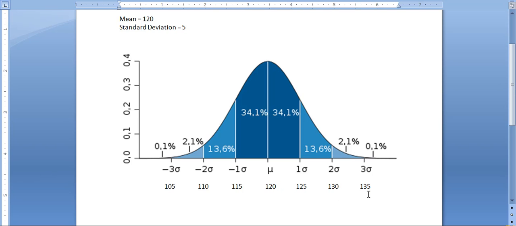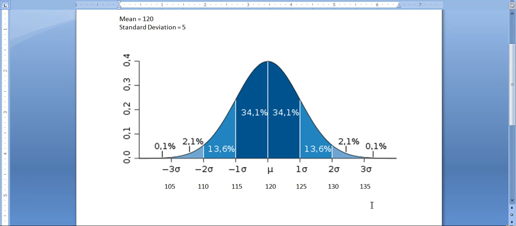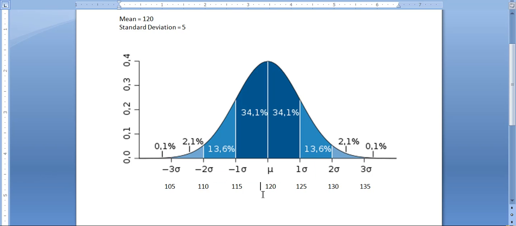And then we can take 3 of those 5s, or 15, and add it to the middle. Here we have 135. And you'll notice that the curve doesn't go much beyond that. It actually does theoretically go on for infinity, but realistically there's not much area out there beyond 3 standard deviations to the right, or 3 standard deviations to the left. So we do the same thing, working our way to the left of the mean.